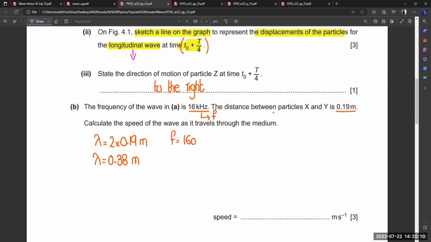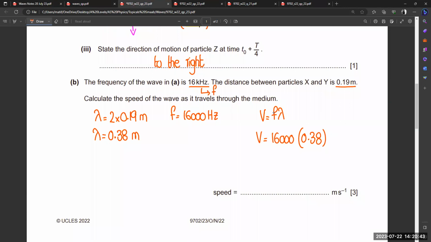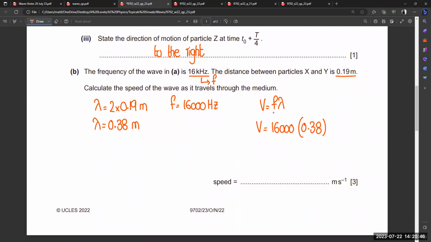So then what you're going to do to find the speed is multiply the 16,000 by the 0.38, and you're going to get 6,080, but then you're going to round it to 2 significant figures, so you're going to get 6,100. Not decimal places, but significant figures. Okay, very good. So your frequency is 16,000 and your wavelength is 0.38. I got 6,080, but then you have to round it to 6,100. Okay. So 6,100. This is your final answer.